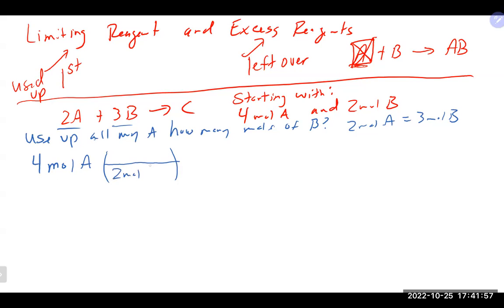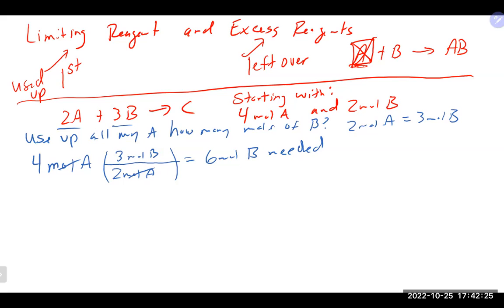2 moles of A, 3 moles of B. The moles of A will cancel. That will give us 12 divided by 2, which I think is still 6. That's good. So that is 6 moles of B are needed. So to be clear, the calculation I just did is simply to figure out whether or not I have enough moles of B to use up all my A.